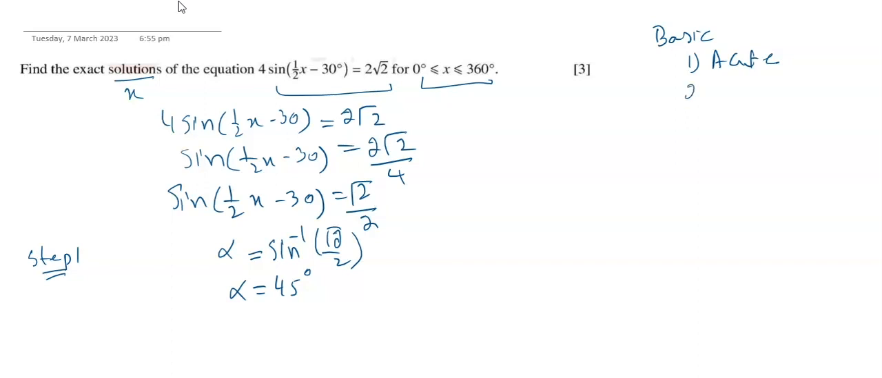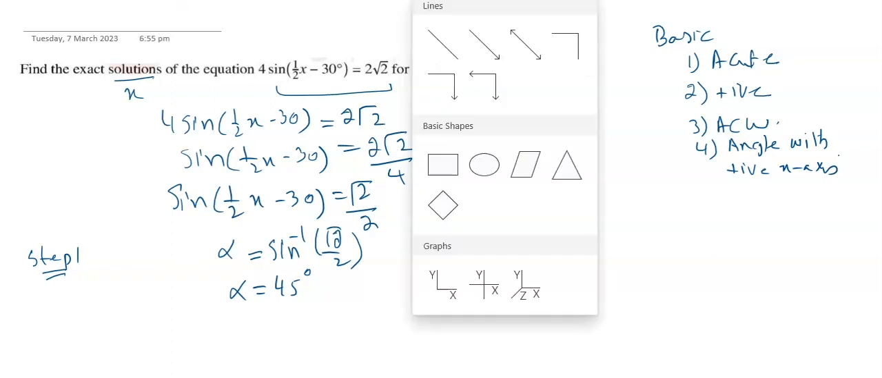The first property is that it is acute. The second is that its value is always positive, and the third is that it is always in the anti-clockwise direction. The fourth property is that it makes an angle with the positive x-axis. This 45 degrees is in the anti-clockwise direction, but the angle starts from the positive x-axis. Angle with the positive x-axis. Okay, so once we get this value of alpha, let me show you.